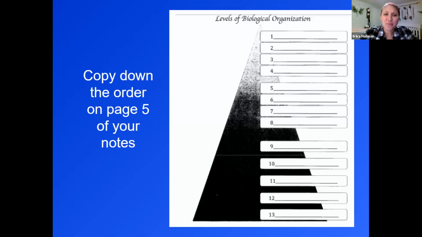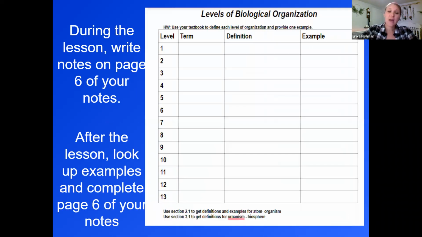So as we go through, I want you to take out your page 5 notes, and you should recognize this pyramid as being in there. So these are the 13 levels in order that you should have kind of committed to memory. So as we go through, feel free to fill out page 5 of your notes. But also on page 6 of your notes, you'll notice that there's a table that also uses the levels that we're about to discuss.